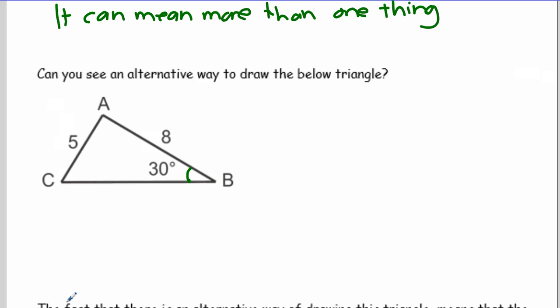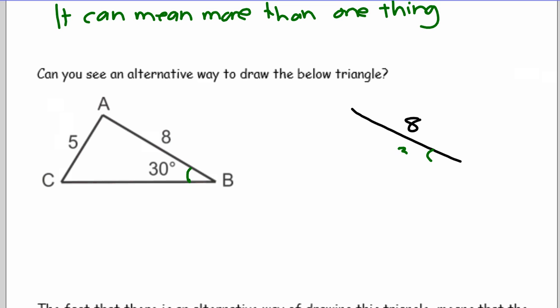I want to draw it again. Okay, I'll show you what it means. I want to draw a length of 8. I want a length of 8 still, so I want the lengths that we've got to be the same. I want an angle of 30 degrees here. That can't change. That's a little clue.